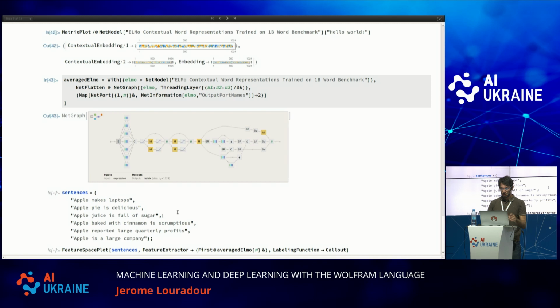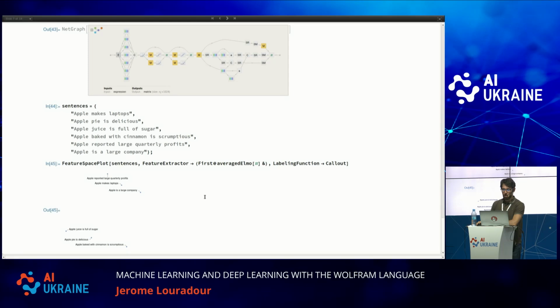So that is contextual word embeddings. Here I am going to give some sentences with the word apple appearing in different contexts, where some of them mean the fruit and some of them mean the company. And if I do a feature space plot again of this word apple in these different contexts, you see that it's grouping all the apples that mean company together and all the apples that mean the fruit together.